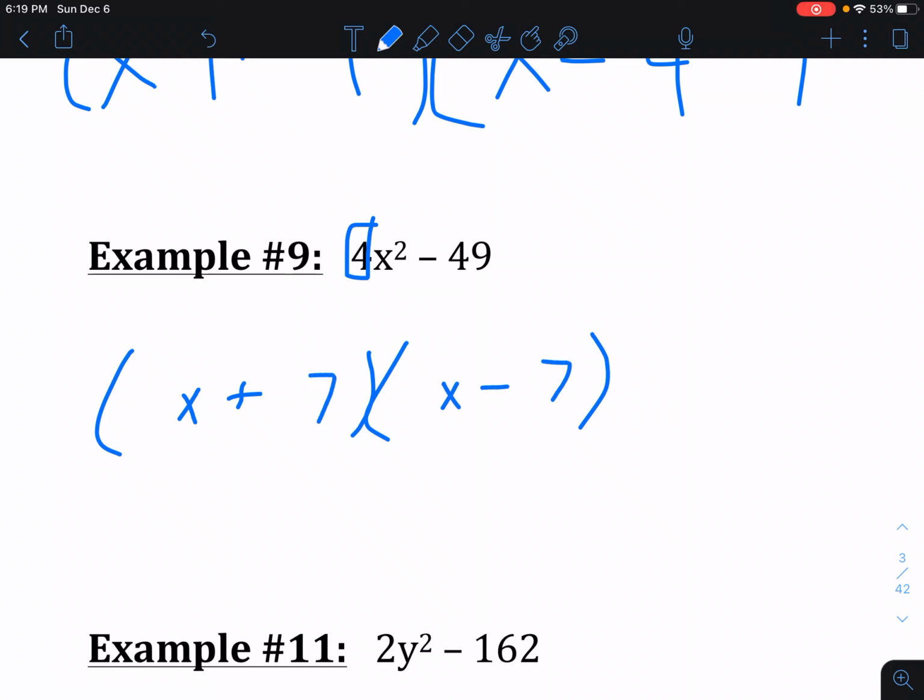Now, if you have the 4 in front of the x squared, notice that 4 is a square rootable number also. The square root of 4 is 2, so just put 2's in front of the x's. Pretty easy stuff. So the perfect square number can be in front of the x squared, or it can be by itself after the minus sign.